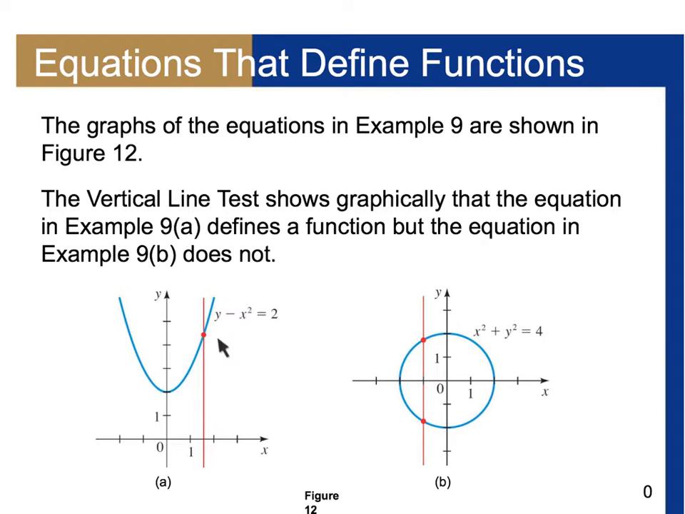Okay, so here's just what we were looking at from the two examples. Here's y minus x squared equals 2, or y equals x squared plus 2. We see we just took our x squared curve and moved it up 2. And then here's our x squared plus y squared equals 4, center 0, 0, radius of 2. We can see the parabola passes the vertical line test. The circle does not. So this is a function. That's not a function.